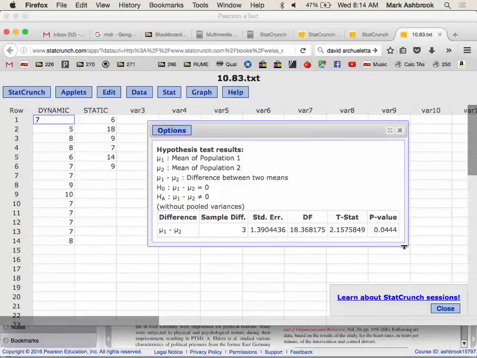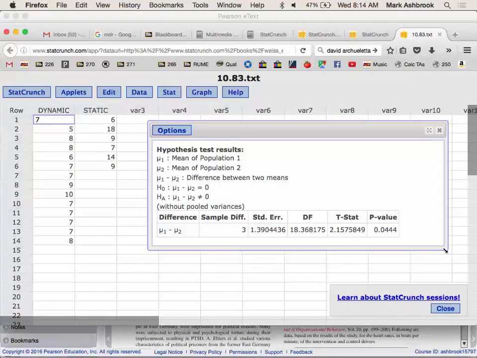Okay, so then it gives us what we're going to need. Degrees of freedom: it's 18.368, so we will use 18. Always round down. Our T-stat is our test statistic, 2.158. Do you round down with the T-stat? No, just get enough decimal places. 2.158 is good; 3 decimal places is fine.